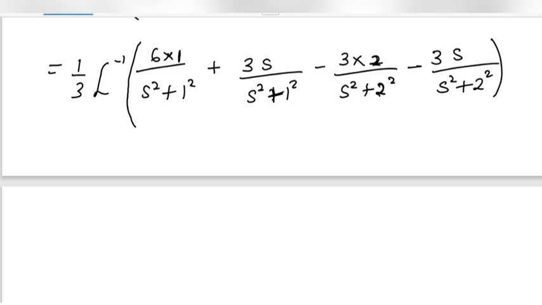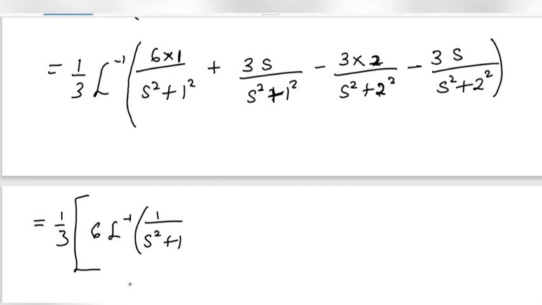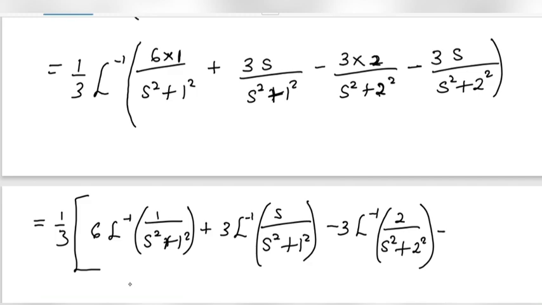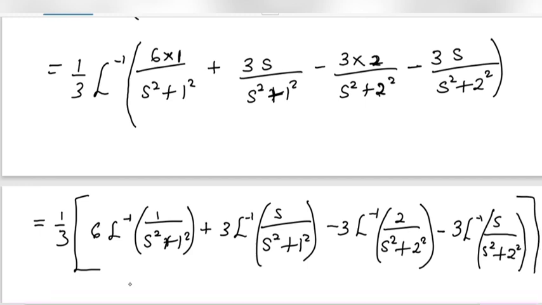If you now apply linearity here, that is going to be 1 over 3 all multiplying the Laplace inverse of, you can even pull out some of the numbers here, 6 into Laplace inverse of 1 over s squared plus 1 squared, then plus 3 Laplace inverse of s over s squared plus 1 squared, then minus 3 Laplace inverse of 2 over s squared plus 2 squared, and then minus yet another 3 Laplace inverse of s over s squared plus 2 squared, all bracket close.